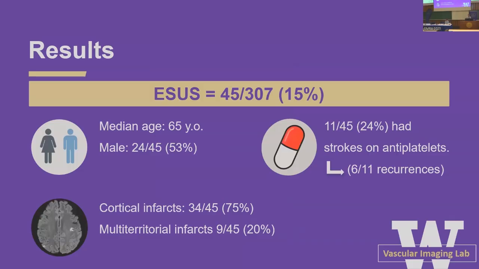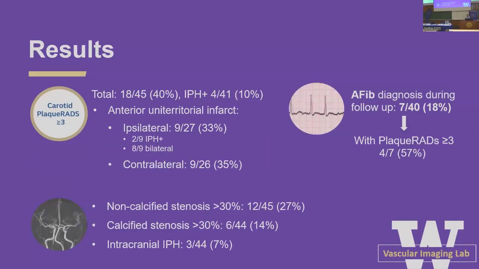In terms of looking at the ESIS cohort, those patients that when discharged still carried the diagnosis of ESIS, there were 45 of those, or 15% of the cohort. And amongst those, 20% of them had multi-territorial infarcts. And in addition, 24% had strokes while on platelets, and more than half of those patients actually had recurrent strokes. These are ones that maybe if at baseline stroke event, if we would have better classified them and maybe potentially targeted treatment better, we could have prevented that second stroke.